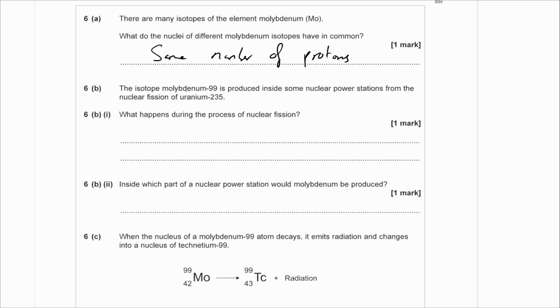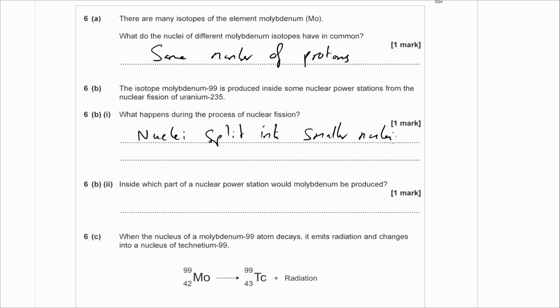The isotope molybdenum-99 is produced inside some nuclear power stations from nuclear fission of uranium-235. What happens during the process of fission? Now, you can probably already tell, even if you didn't know, from the numbers. All right, molybdenum is clearly smaller than uranium, and that is because the nuclei are going to split. So, nuclei split into smaller nuclei. All right, that's what happens in fission.